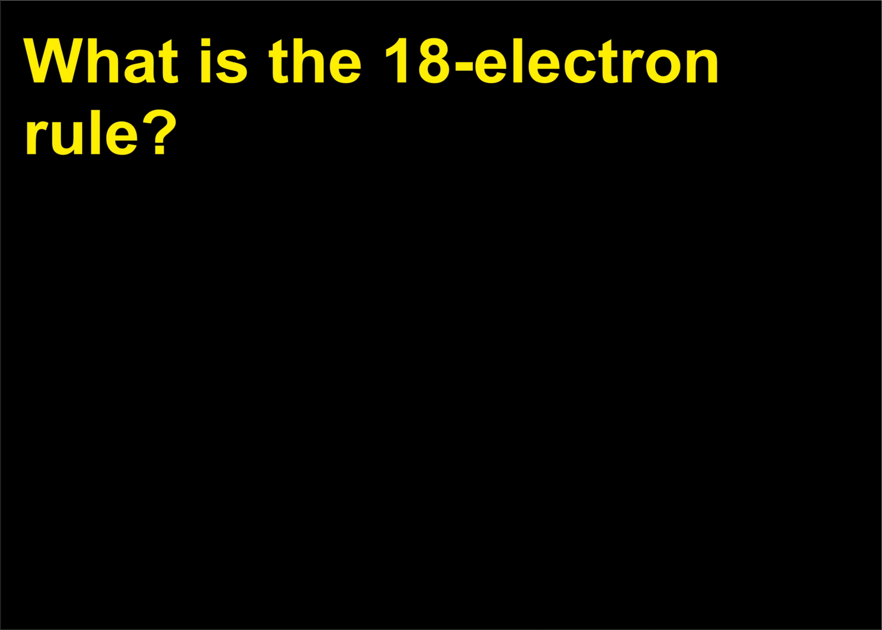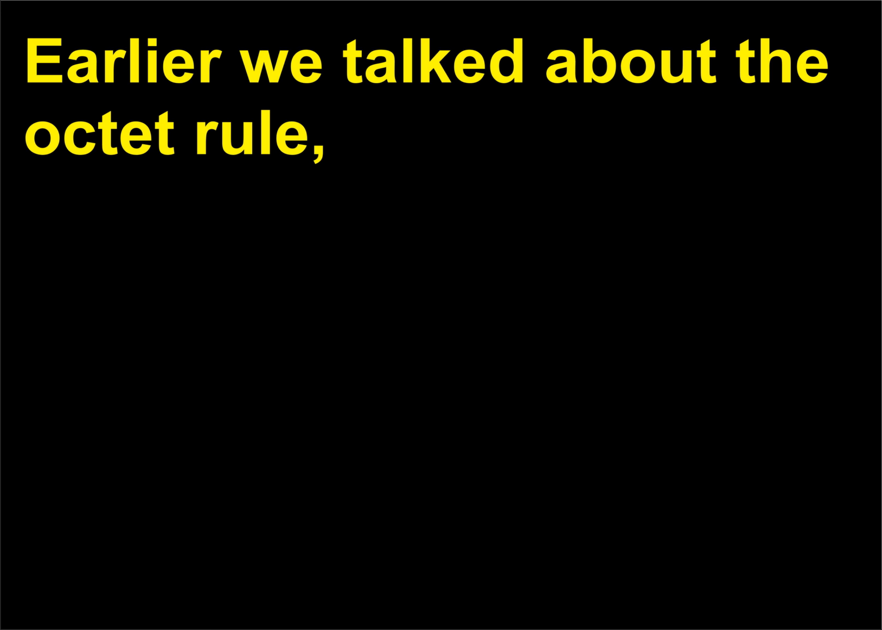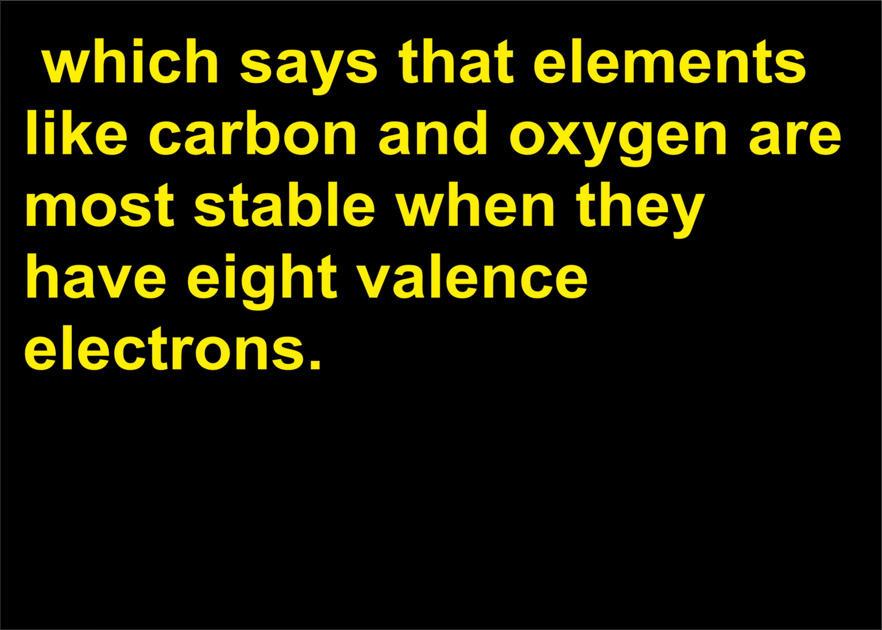What is the 18 electron rule? Earlier we talked about the octet rule, which says that elements like carbon and oxygen are most stable when they have 8 valence electrons.